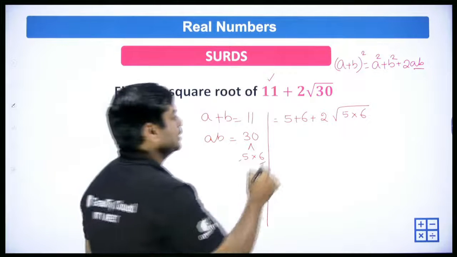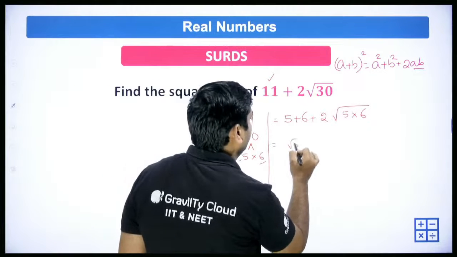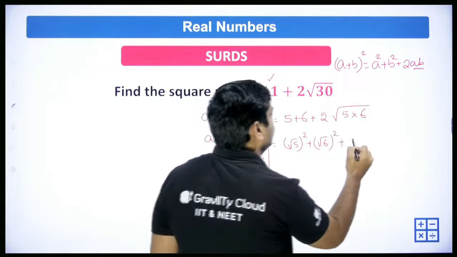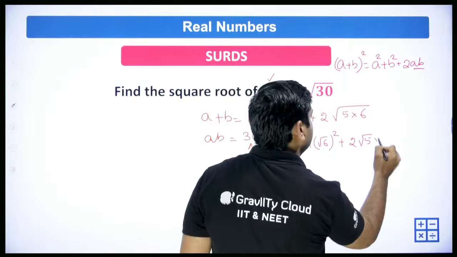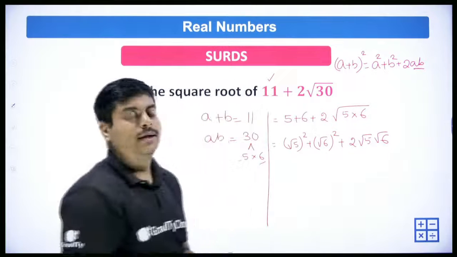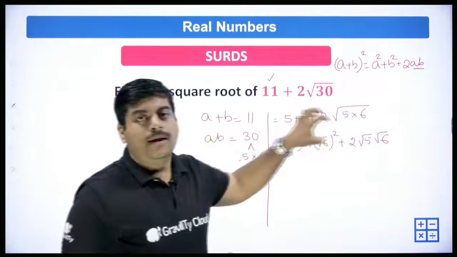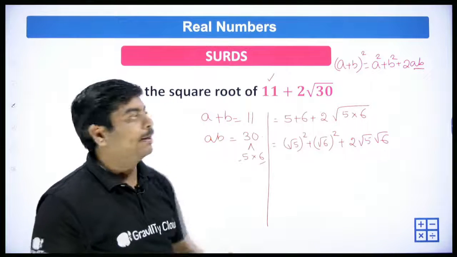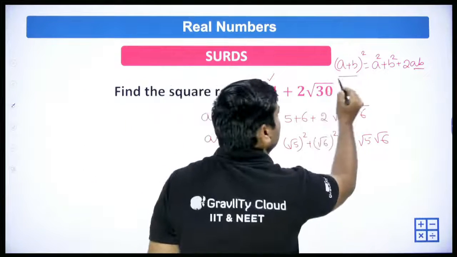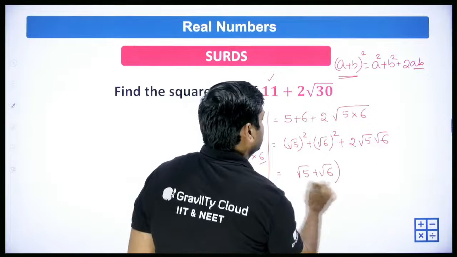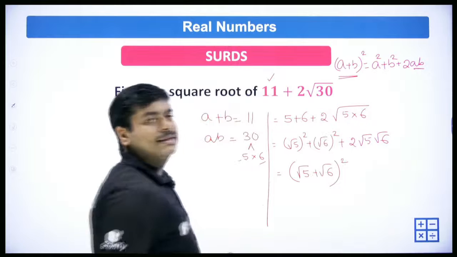So I can write this as 5 as root 5 whole square, 6 as root 6 whole square, plus 2 root 5 root 6. Now if you carefully compare A square plus B square plus 2AB, the formula is A plus B whole square: root 5 plus root 6 whole square.